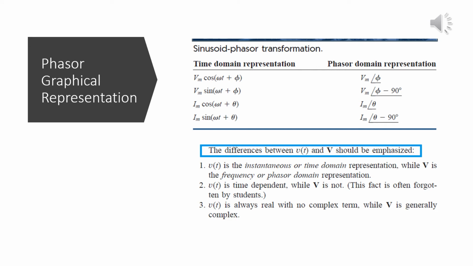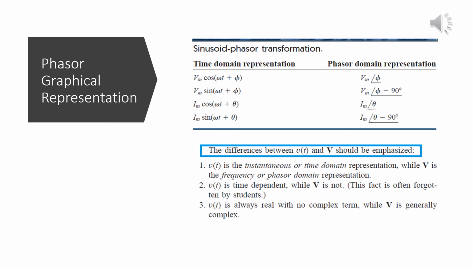Sinusoid phasor transformation from time domain to phasor domain. Vm cos(omega t plus theta) is equal to Vm angle theta. Vm sin(omega t plus theta) will be equal to Vm angle theta minus 90 degrees. So you can notice this is the same as changing the unit from sine to cos, that is minus 90 degrees. The difference between v(t) and V shall be emphasized.